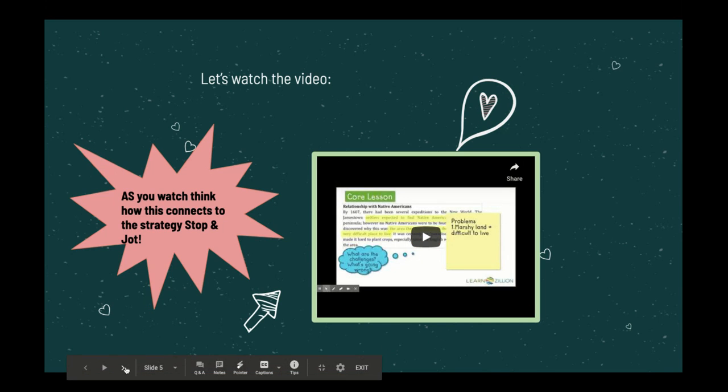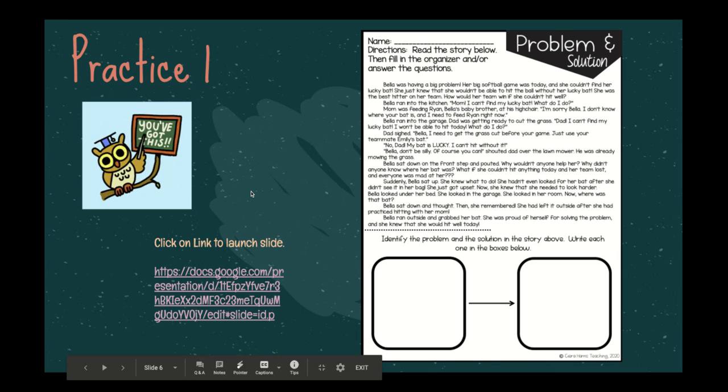All right, fourth graders. So here, as you can see, there's a direct connection with the stop and jot and how we can use that strategy when we're trying to figure out or determine what the problem and solution are in a story. So what we're going to do now is practice.